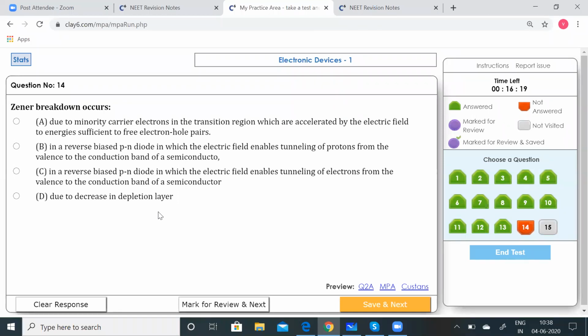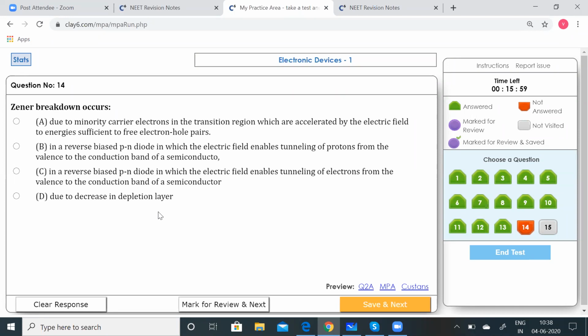Then look into the B option. It is a reverse biased PN diode, in which the electric field enables the tunneling of protons. It is due to the tunneling of electrons and not due to the tunneling of protons which happens here. So that is also a wrong option.